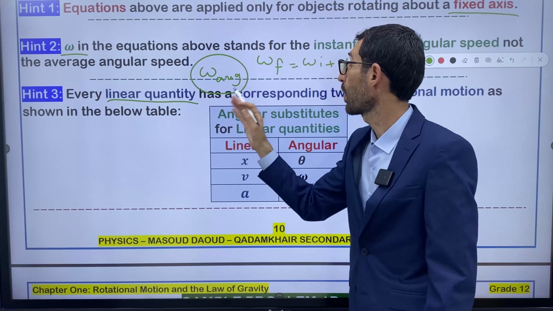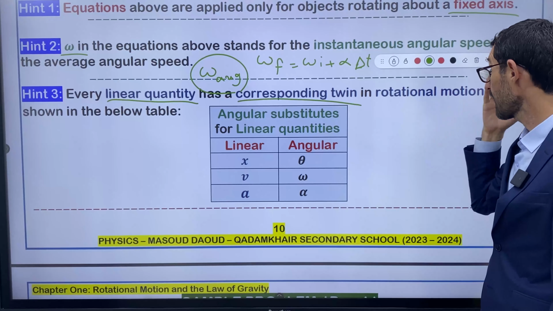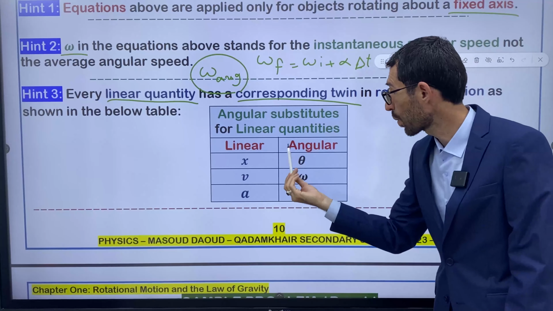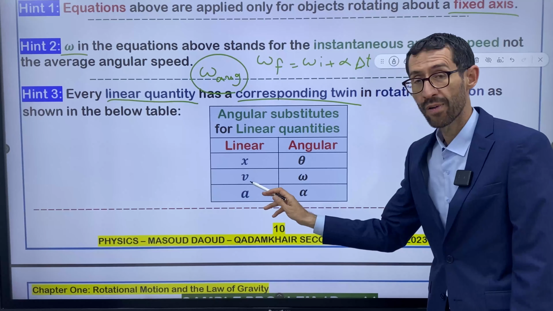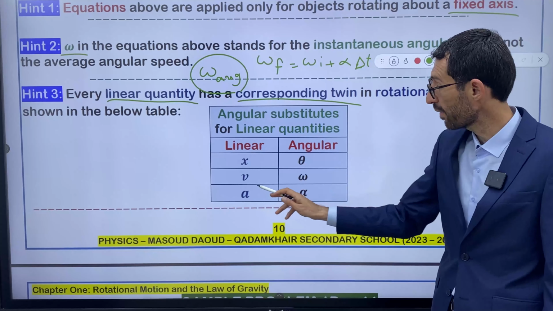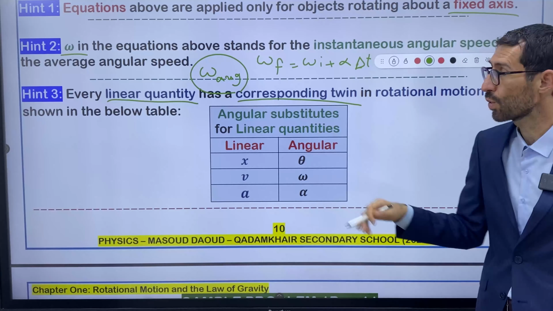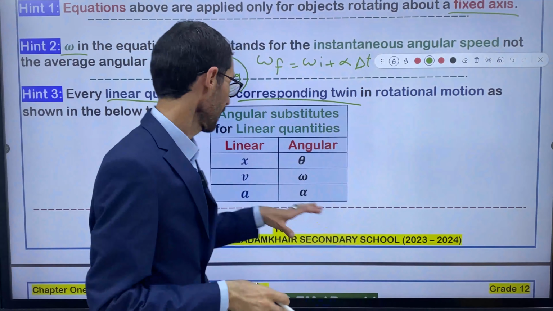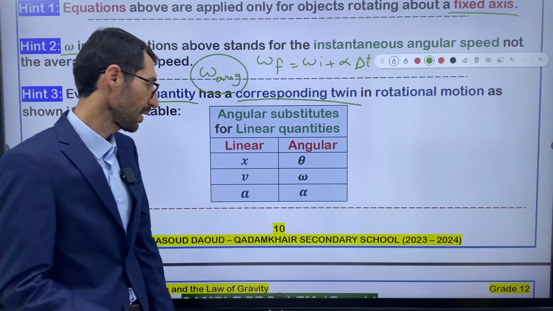It says any linear quantity has a corresponding twin in rotational motion. So what's the corresponding twin of x? Theta. What's the rotational twin for v? Omega. And what's the rotational twin for a? Alpha. It helps you replace the linear quantities with the rotational quantities.